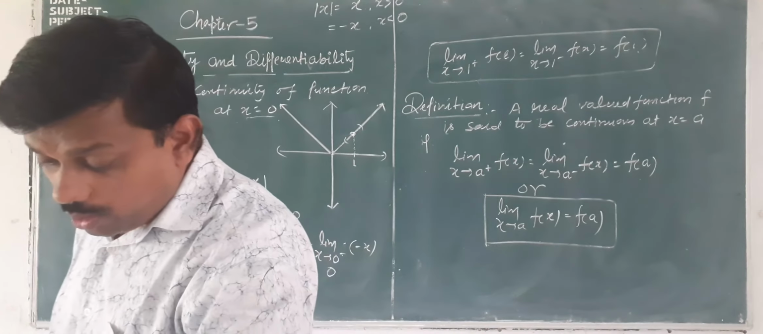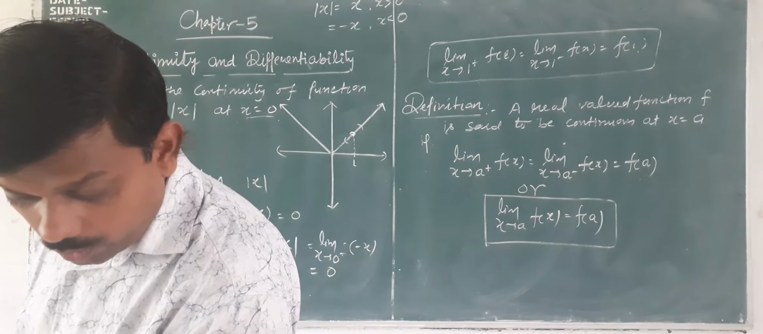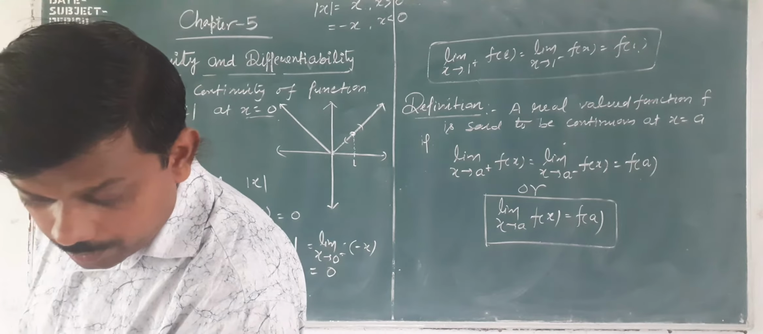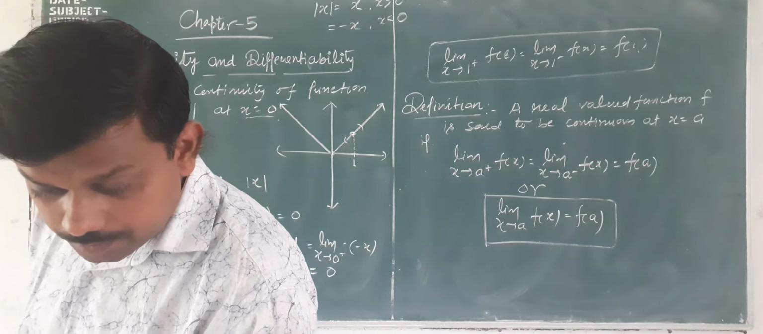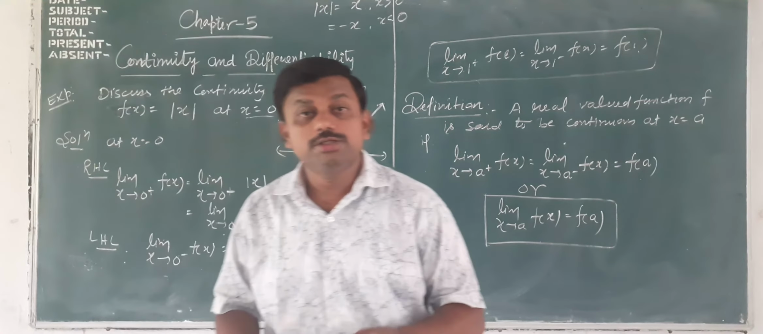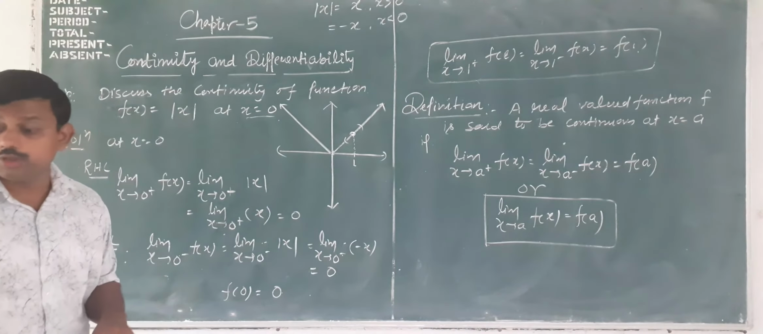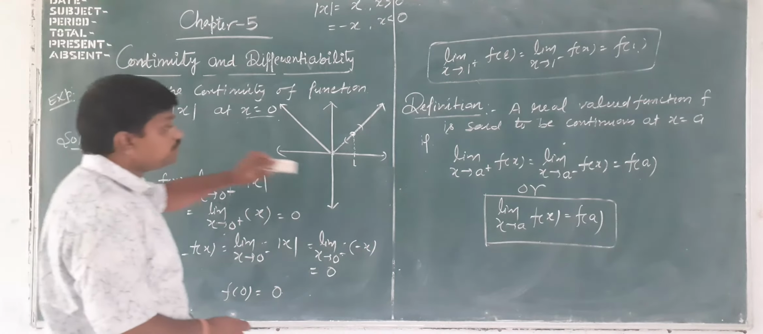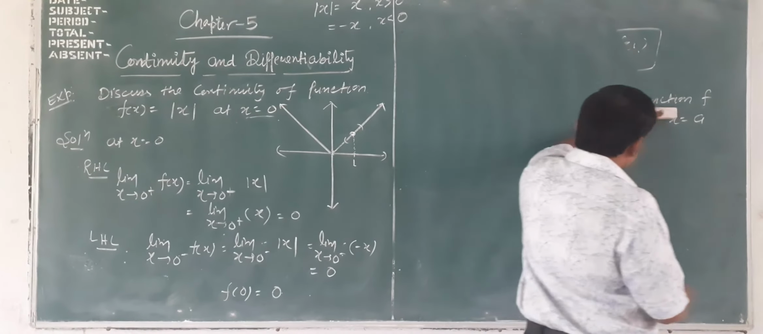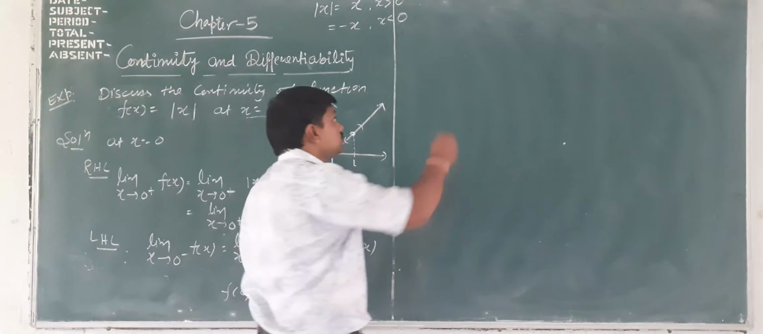Similarly, we have to discuss one more example. The example is that every polynomial function is continuous. Polynomial function, all of you know that very well. What are the polynomial functions? A polynomial function is always continuous.